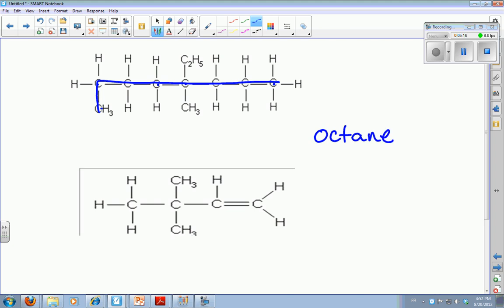Then I take a look and see that I have some groups. I have C2H5. Well, 2 is eth, so this is an ethyl group. And this is meth, so this is a methyl group.